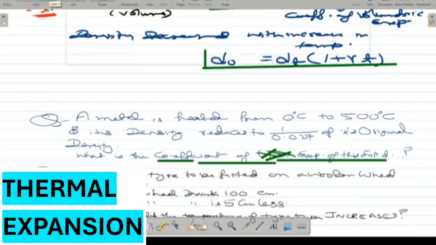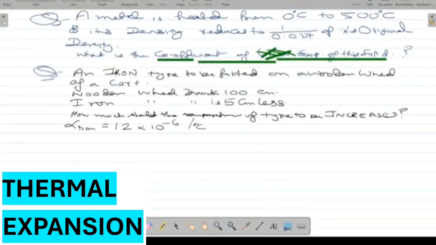The formula is that d0 equal to dt, this one. We will use this formula over here. Okay, d0, and this will be question number 1. Let's say this will be question number 2.